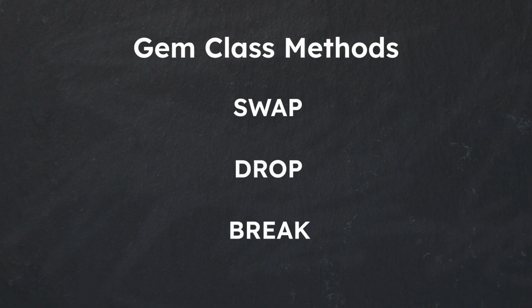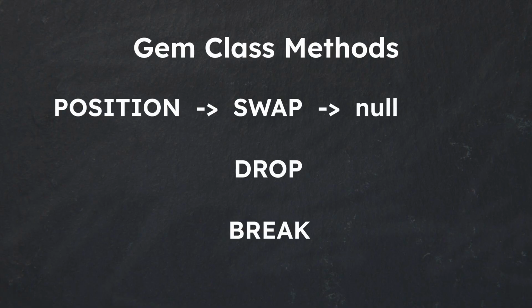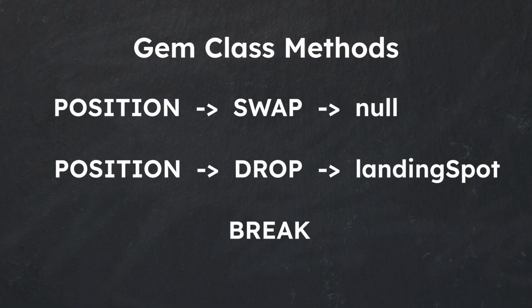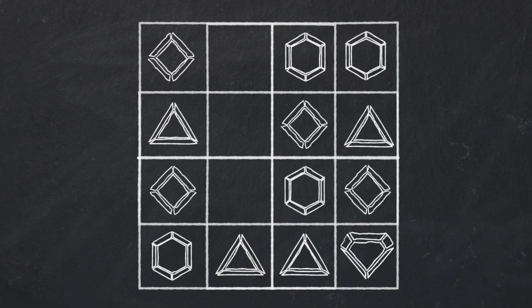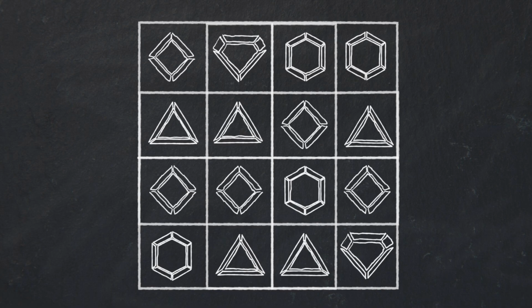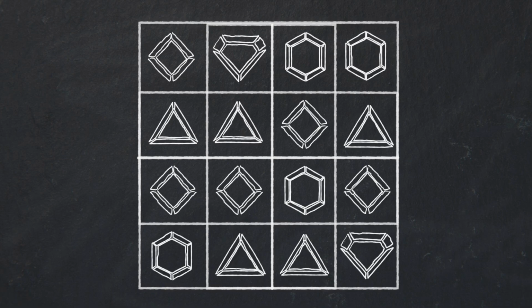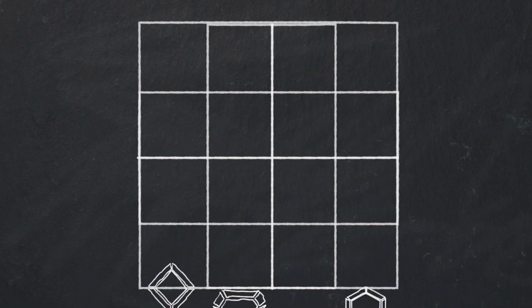The swap method could take a position to swap to and return or output nothing. The drop method could take a position to drop from and return where the gem landed. The break method wouldn't need any inputs and probably wouldn't give any outputs, but rather just use the fields of the object. For the most part, all gems swap, drop, and break the same way. Functions and methods can make it easy to share similar behaviors like these between objects of the same class.